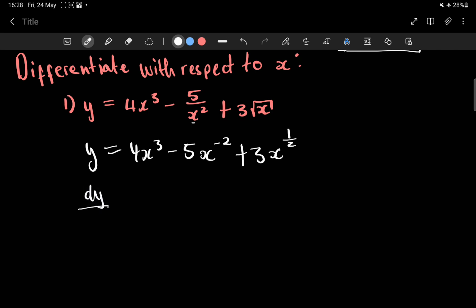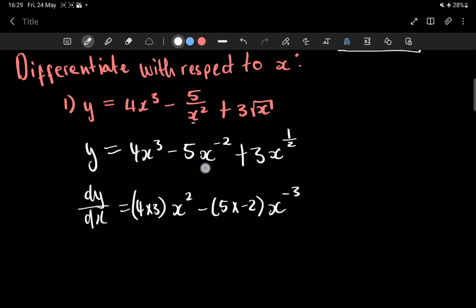My power rule says dy dx will be equal to, in here I multiplied 3 by 4, okay? It'll be 4 times 3. And then x is now to the power of 3 minus 1, which is 2. Minus 5 times negative 2, okay? I bring down the power. I always bring down the power. Minus 2 comes to multiply 5, okay? Then x is still there. You reduce the power by 1. It becomes minus 3, okay?